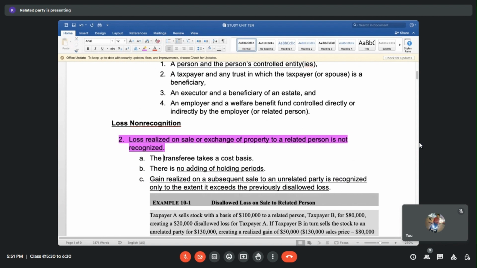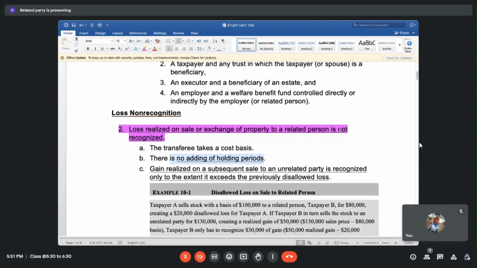Is not recognized, and the transferee takes a cost basis, whatever. There is no adding of holding periods. We have seen that with holding periods, when property is transferred through gift or inheritance, the old holding period also gets transferred. But here they are not giving that advantage. So whenever you are transferring the property, the clock gets reset. From that day, you again count the number of days, months or years you are holding the property. So the first 1 year it will again be short term, then it will become long term.